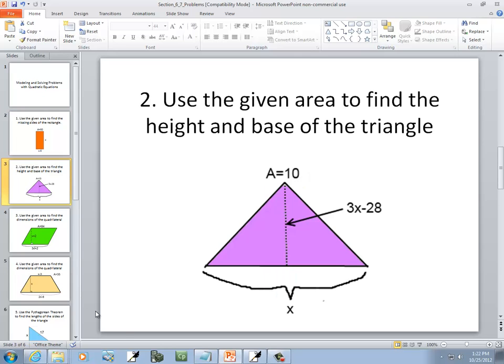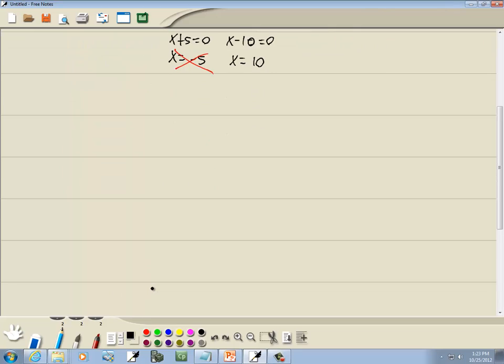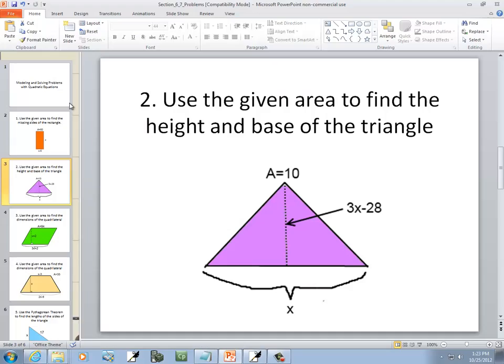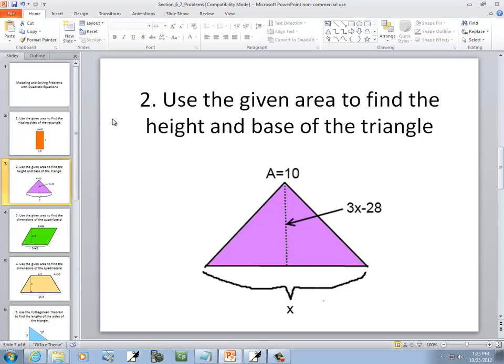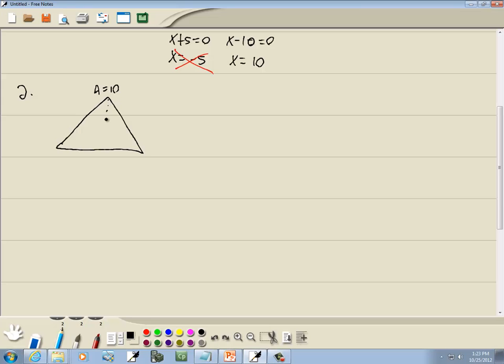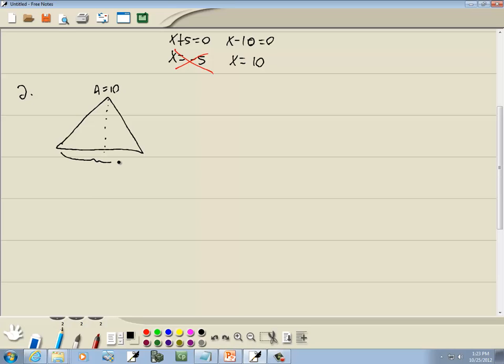Let's take a look at a triangle. So we got area is equal to 10. And this distance down here is x. And this height right here is 3x minus 28.